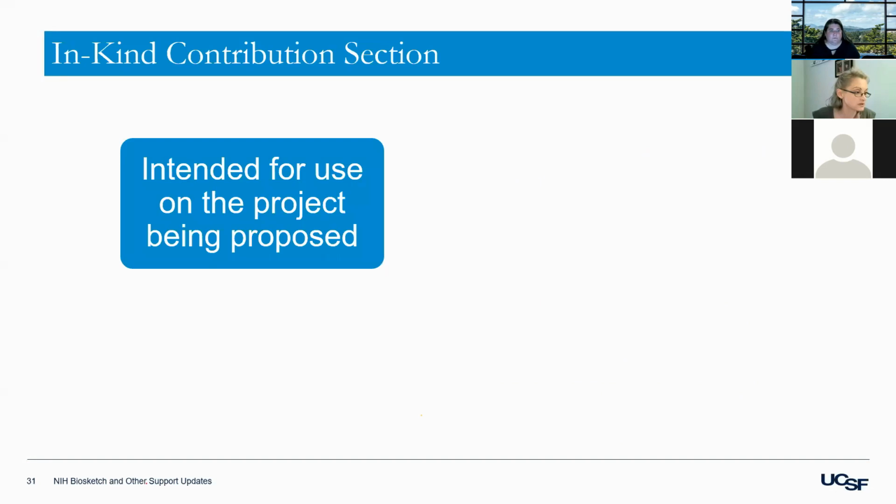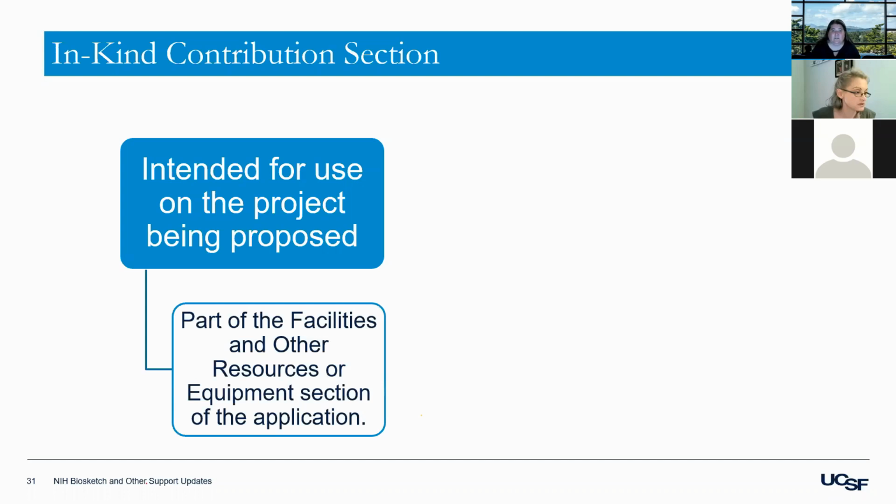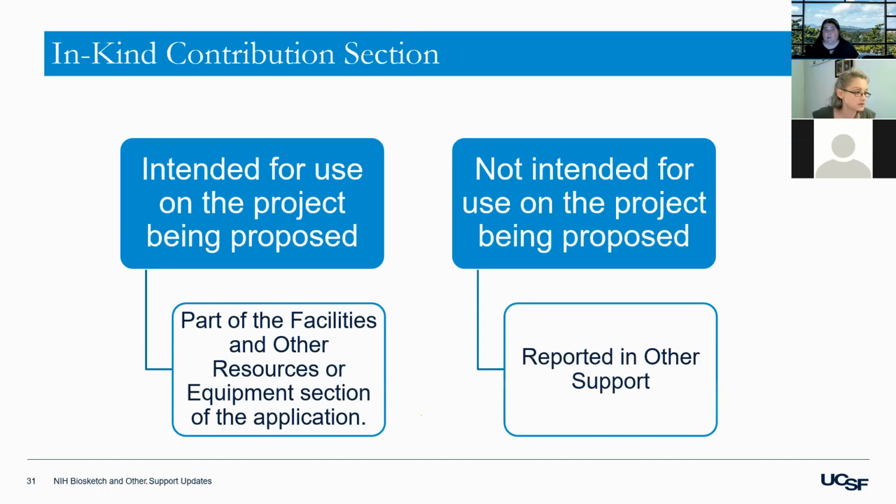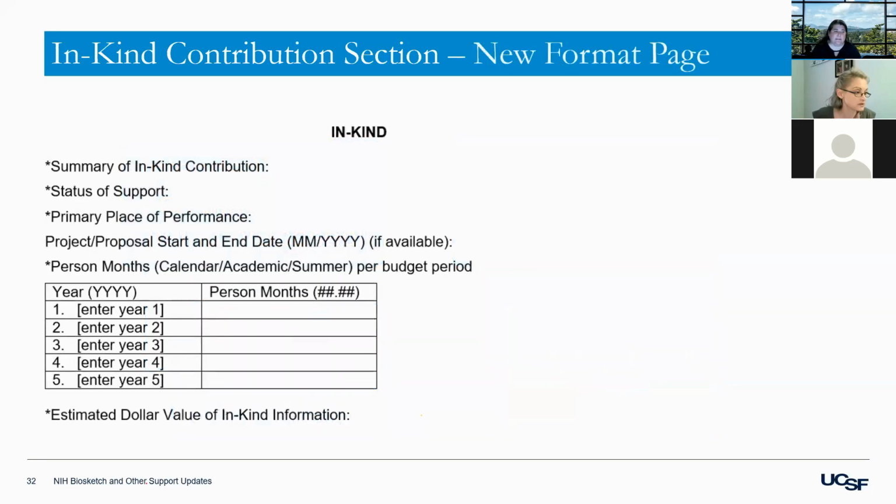Just to clarify a little bit, if the use of that resource is intended for the project being proposed, that actually needs to be part of the facilities and other resources or the equipment section of the application. So if you're getting materials or samples or lab space or equipment that you're using for that project, it needs to be part of the proposal. It's only when it's not intended for the project being proposed that it gets reported in the other support in this in-kind section. Here's what the new in-kind section looks like.